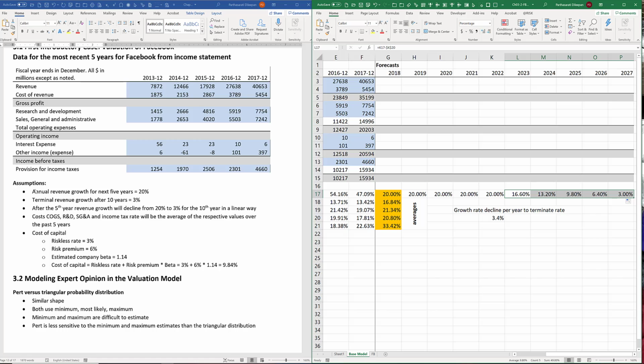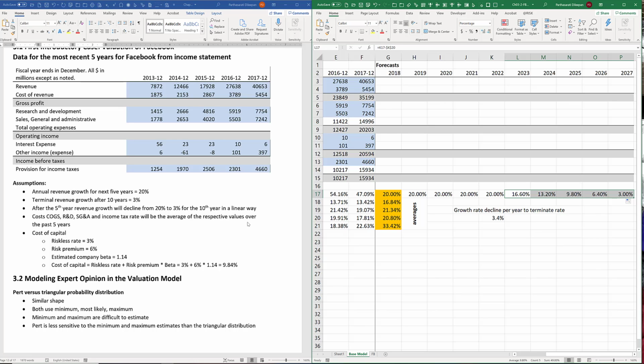All right, so that's the second assumption. After the 5th year, revenue growth will decline. Okay, so we just completed that. Now we are assuming costs and income tax rate will be the average. Again, remember, we are now setting it up as a deterministic model, and we will relax these deterministic assumptions and incorporate simulation features after that. Assuming that it'll remain the same average throughout the 10 years is not realistic, but for the moment, let's set it up in that fashion.